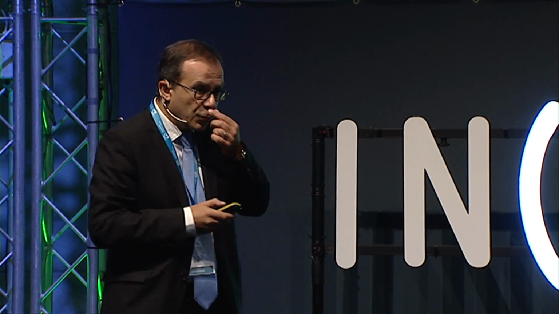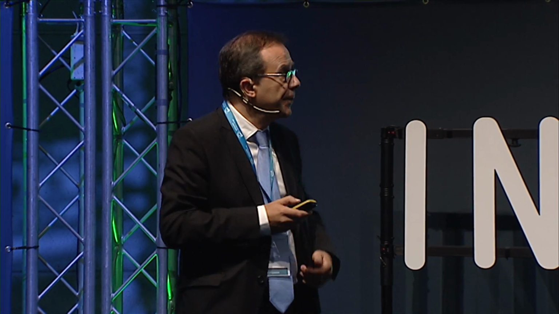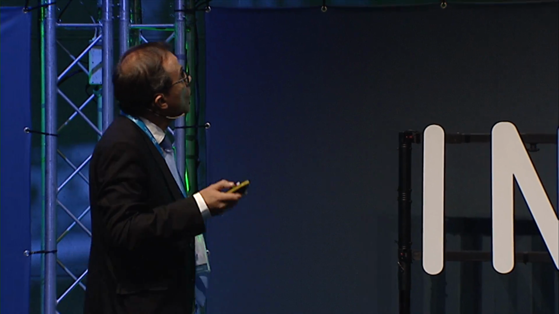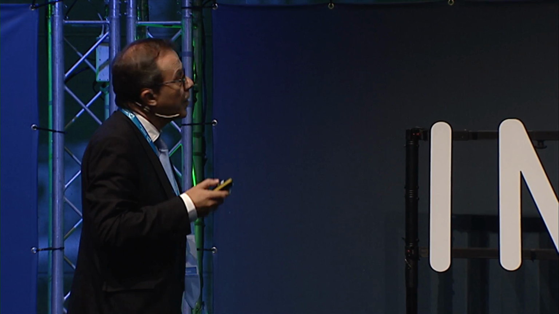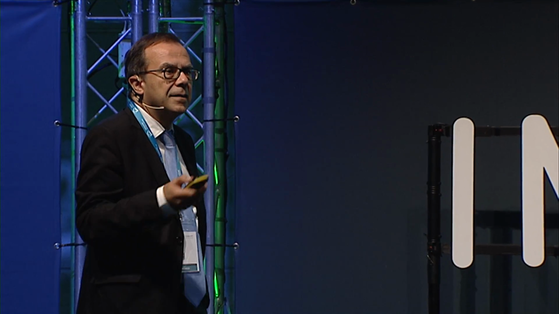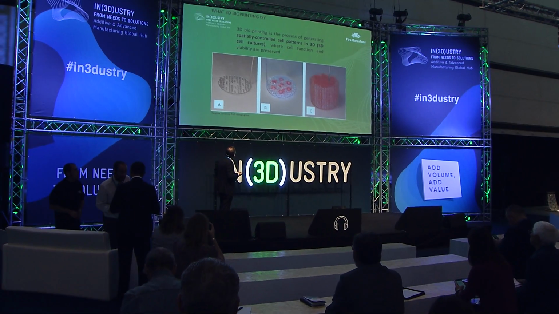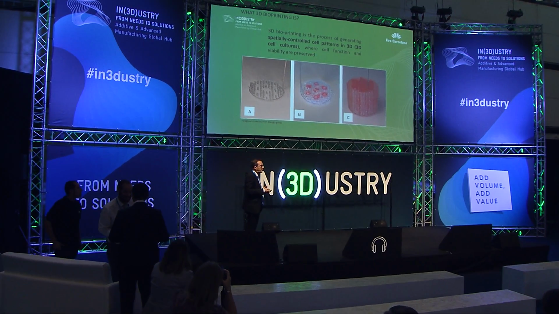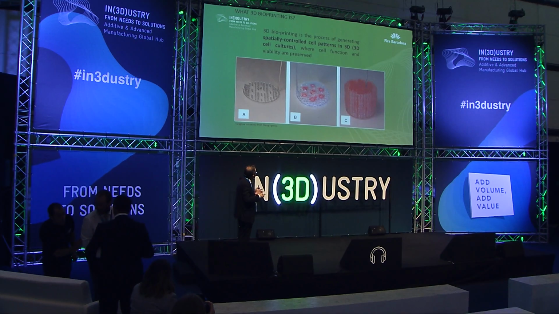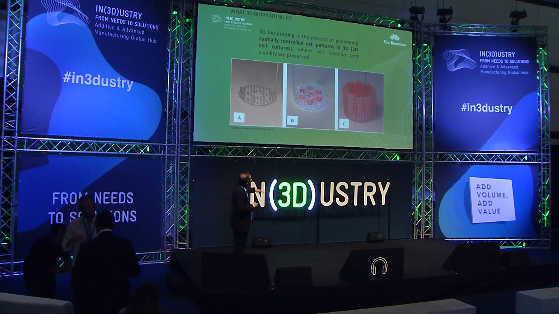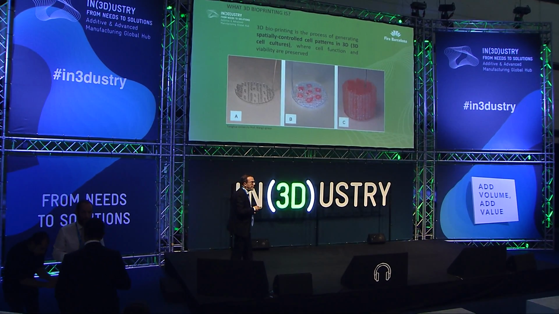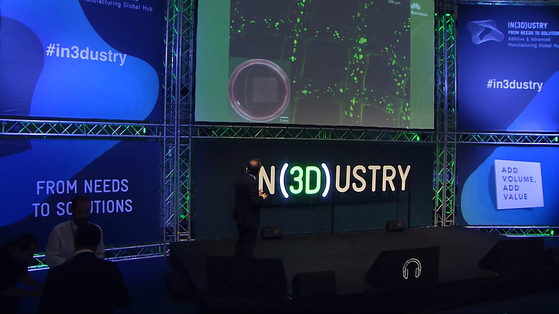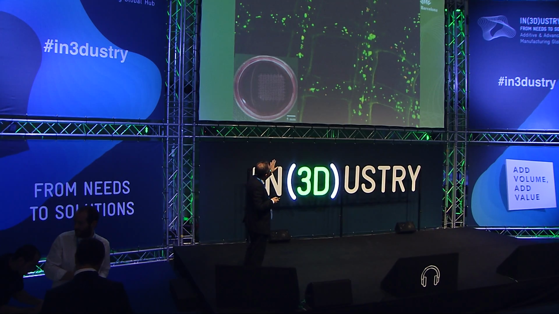So the first question is, what is bioprinting? Bioprinting is the process of generating a controlled cell pattern in 3D, combining materials and cells all together. So this is in the picture. We can observe the use of soft materials together with cells and try to build a 3D structure combining different materials and also different cells. This is after the bioprinting process.